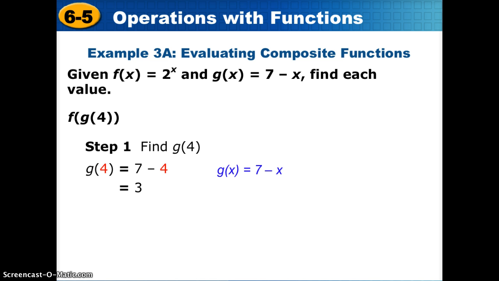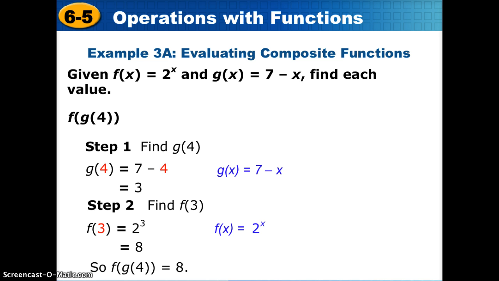So g of 4 means we input 4 into function g. When we input 4, it's 7 minus 4, and we get 3. We're going to take that 3, and we're going to insert it into function f. That means 2 to the third power, which is 8. So f of g of 4 is 8.